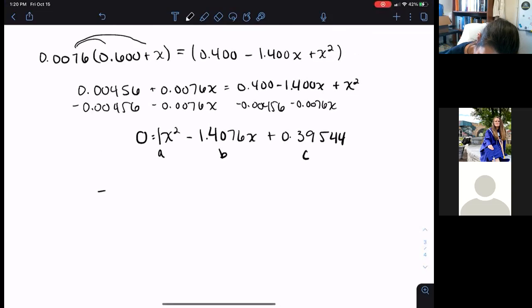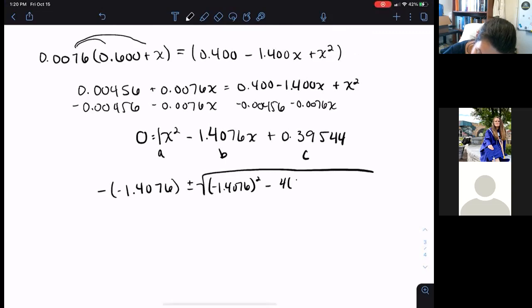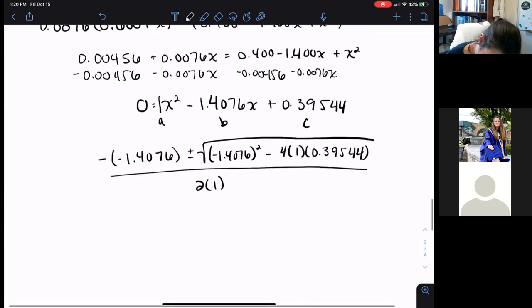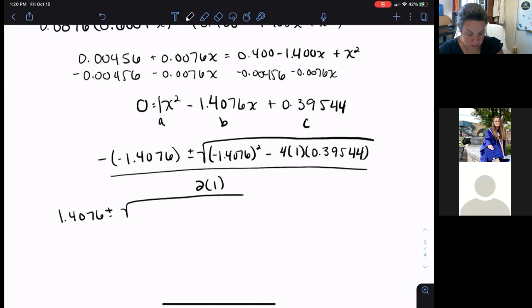So we get negative negative 1.4076 plus or minus the square root of negative 1.4076 squared minus 4 times A and then times C, all divided by 2 times A. This gives us 1.4076 plus or minus the square root of 0.3996, and it's all divided by 2.